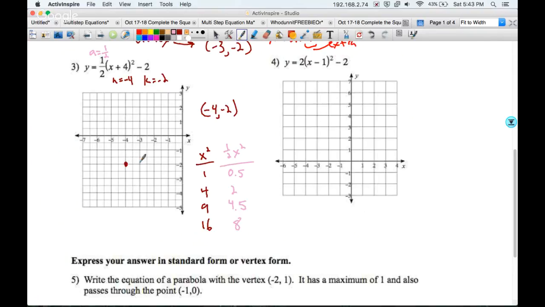So as I move 1 unit out, I should go just a half unit up. If I move 2 units out, I should go 2 units up. If I move 3 units out, 1, 2, 3, I should go 4.5 units up. 1, 2, 3, 4.5, and I'm off the graph. So let me just make this symmetrical and connect up my dots with a curved line.